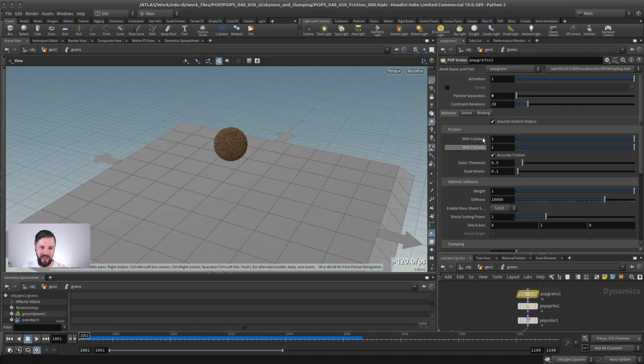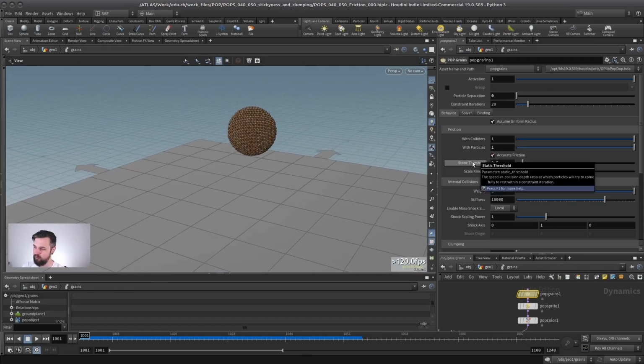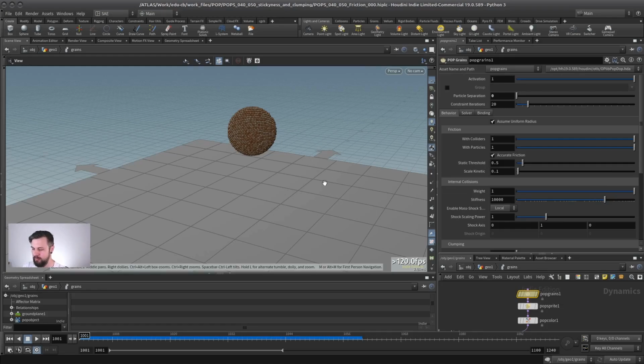It's a bit more complicated, and what we need to understand are those two numbers here, static threshold and scale kinetic. Now, if you make the unfortunate mistake of trying to read the help, then you will get very confused, because it says here for the static threshold, the speed versus collision depth ratio at which particles will try to come fully to rest within a constrained iteration. What the hell does that mean? I tried to translate this to simpler terms.